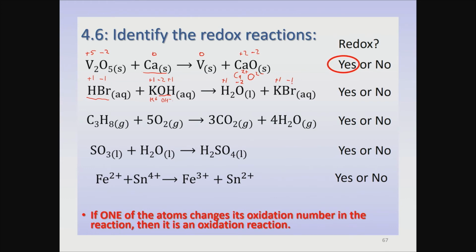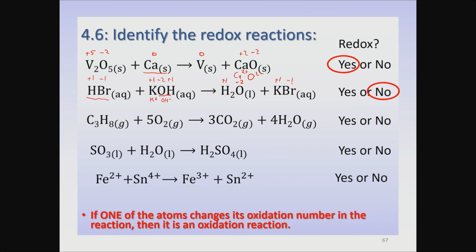And so if you look carefully at that chemical reaction, what you'll see is that for each element, the oxidation number does not change as you go from reactants to products. For hydrogen, the oxidation number is always +1. For oxygen, it is always -2. For bromine, it's always -1. And so, no, this is not a redox reaction.